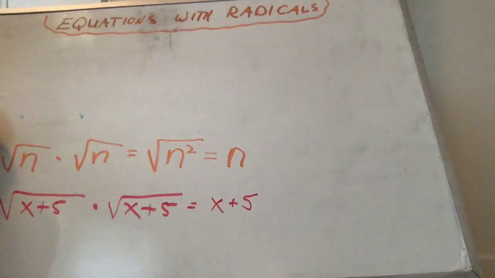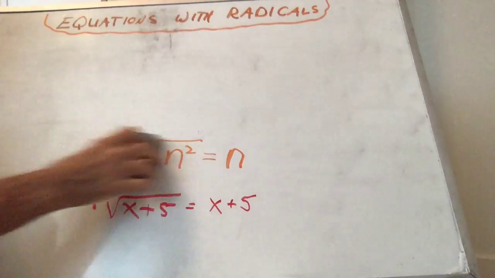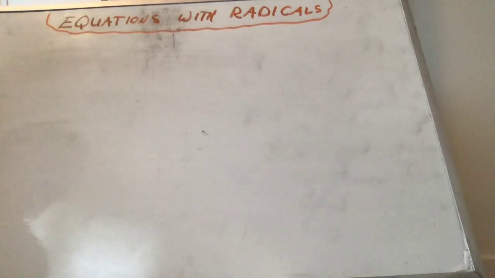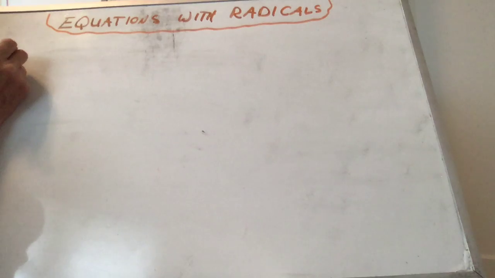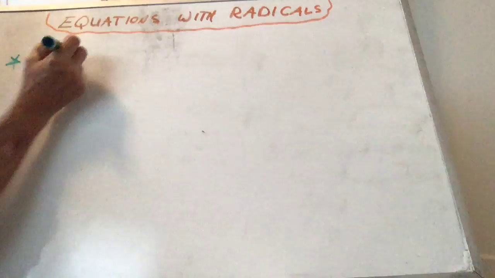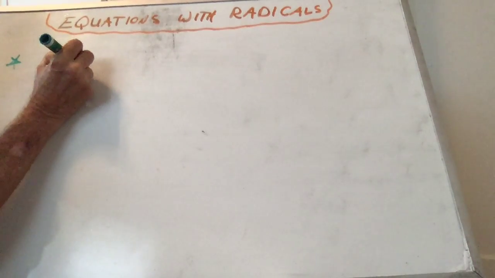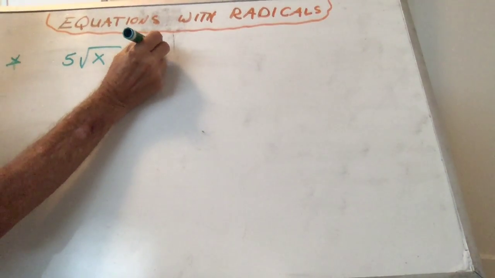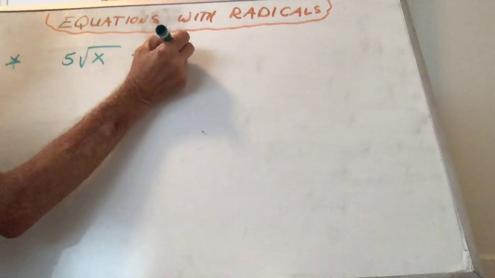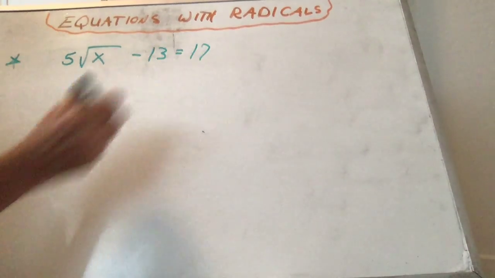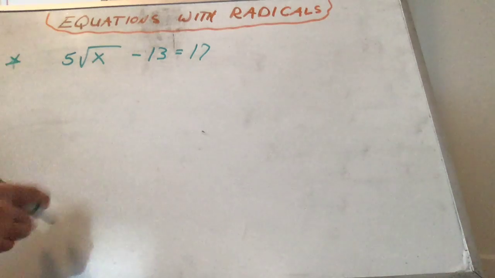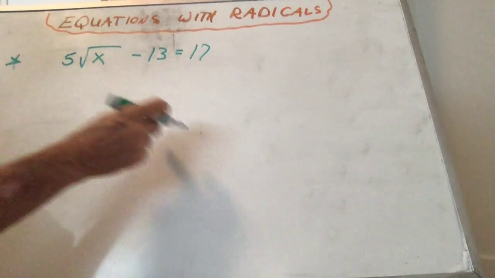And I'll do one real quick one, and then I'll go over it more slowly tomorrow and put that concept to use. So we have problems that look like this. Okay, let's say we had 5 times the square root of x minus 13 equals 17. Lots of different ways to do it. We'll do a bunch of them tomorrow.